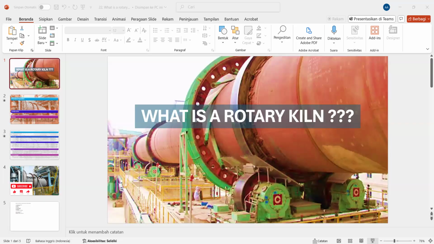Tyres and rollers. Tyres, sometimes called riding rings, usually consist of a single annular steel casting machined to a smooth cylindrical surface, which sits loosely on the kiln shell through a variety of shim arrangements.